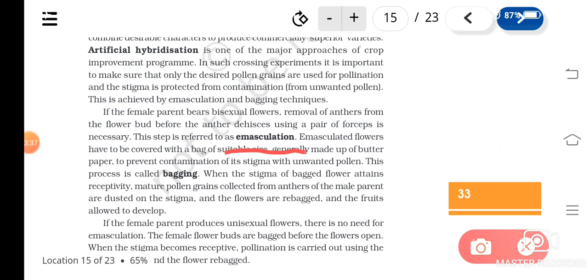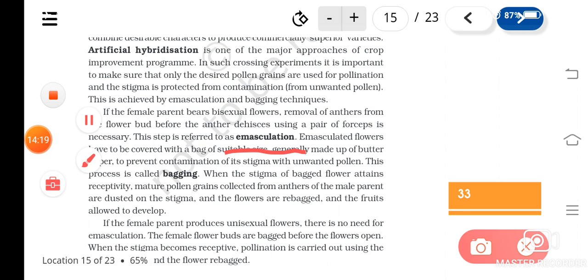So when the stigma are bagged, and when the stigma get matured to receive the pollen grains, from the desired plants, from those plants we have to collect the pollen grains, and then it should be dusted on the stigma. And then what will happen after the pollination is successfully done? Again it should be rebagged, so that the fruits will be formed, the seeds will be formed, etc.